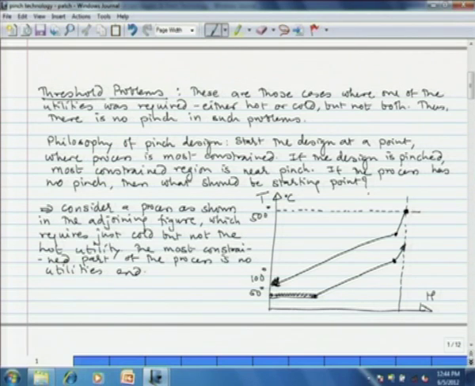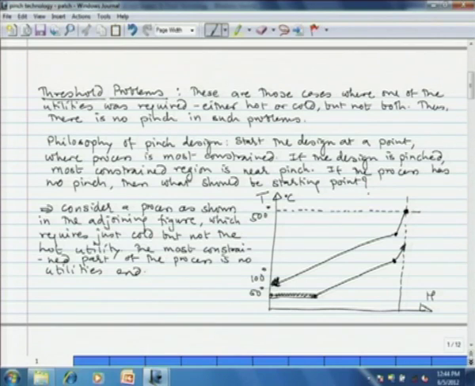Okay. The philosophy of pinch design is that start the design at a point where the process is most constrained. Now, in case of threshold problems, there is no pinch. Therefore, how we can determine the starting point? If the design is pinched, the most constrained region is near pinch. If the process has no pinch, then what should be the starting point? Now, I have given an example on the screen, okay, where you have basically no hot utility requirement, but only the cold utility. The most constrained part of the problem is the no utilities end, like this end. This is the most constrained part of the problem.